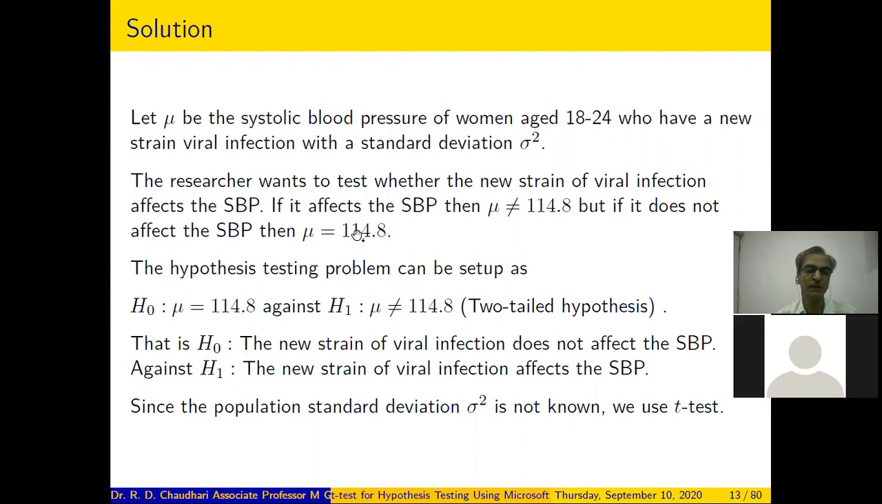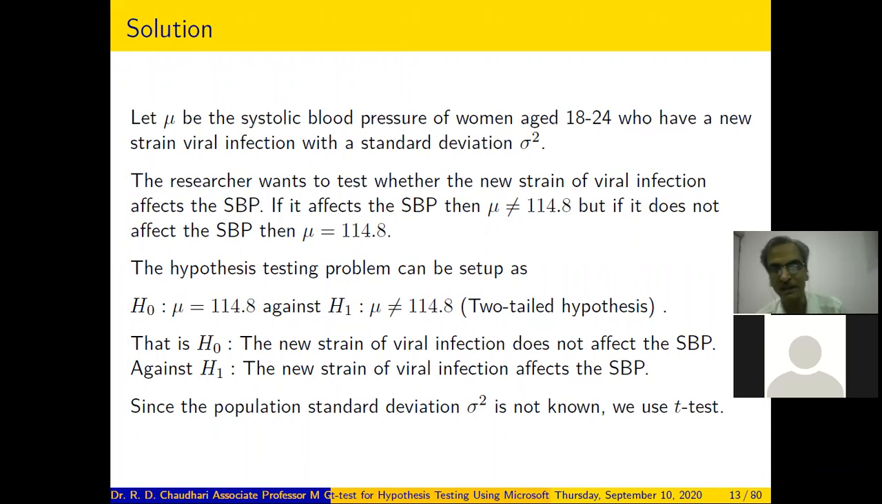So the hypothesis testing problem can be set up as H naught: mu equal to 114.8 against H1: mu not equal to 114.8. So remember, H naught is known as the null hypothesis, H1 is known as the alternative hypothesis. The null hypothesis is always in terms of equality, and the alternative hypothesis is based on the research question.